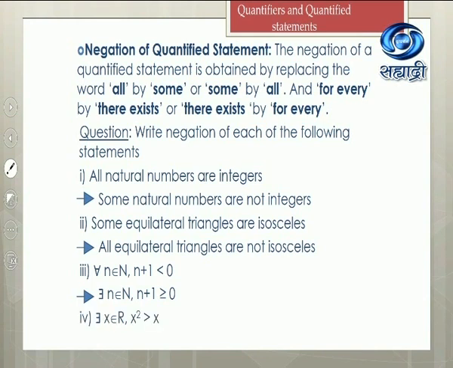There exists x belonging to R such that x square is greater than x. Here greater than is there, so in the negation less than or equal to will come. And there exists will become for all.